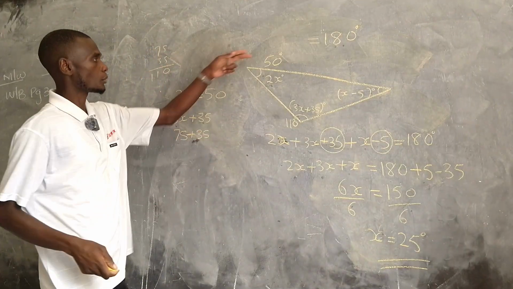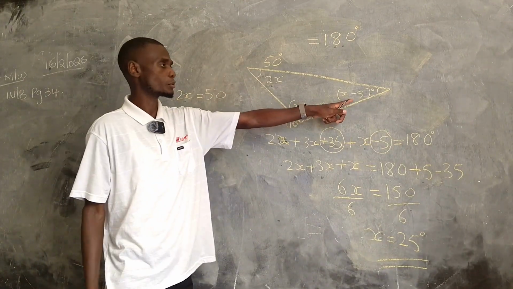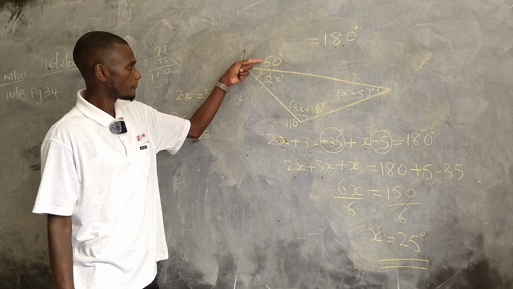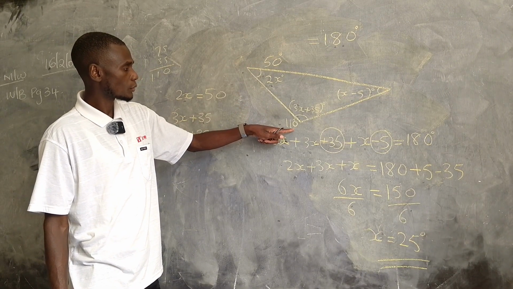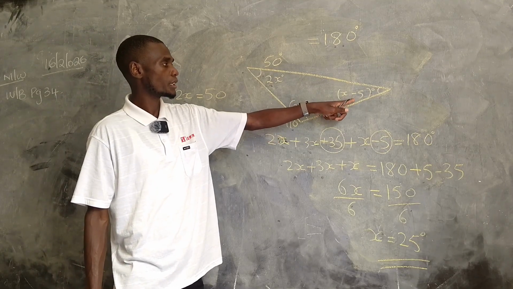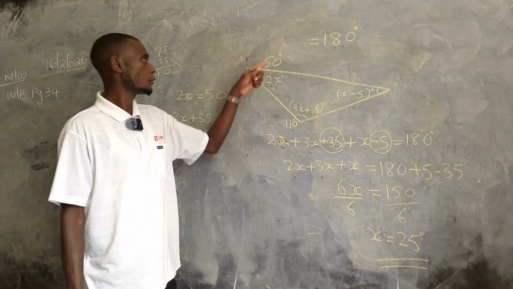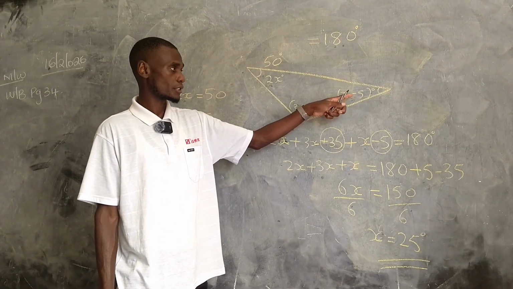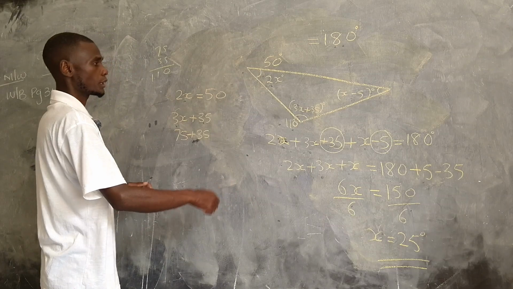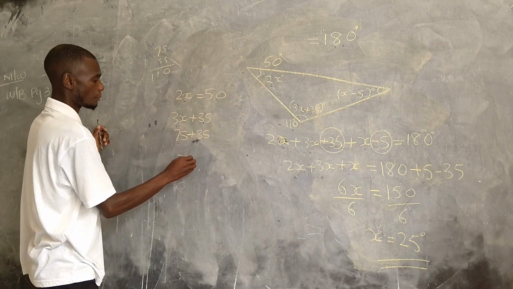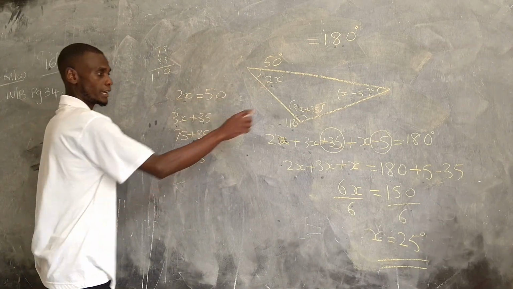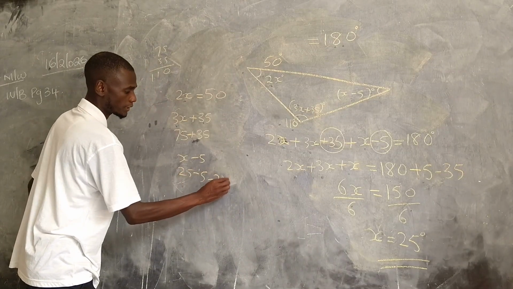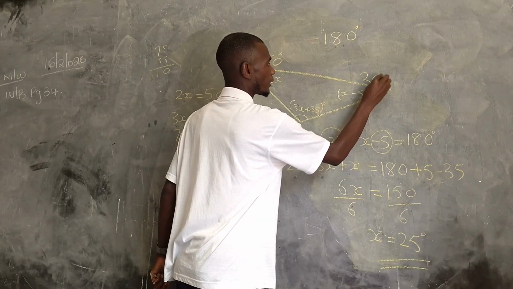So far we have used 50 and 110. 50 plus 110 is 160. So automatically this one should be 20, because if we add all these angles, we are supposed to get 180 exactly. So let us find if it is going to be 20. We will say that angle is x minus 5. And x is 25. 25 minus 5, what do you get? 20. So this is the smallest angle here, 20 degrees.